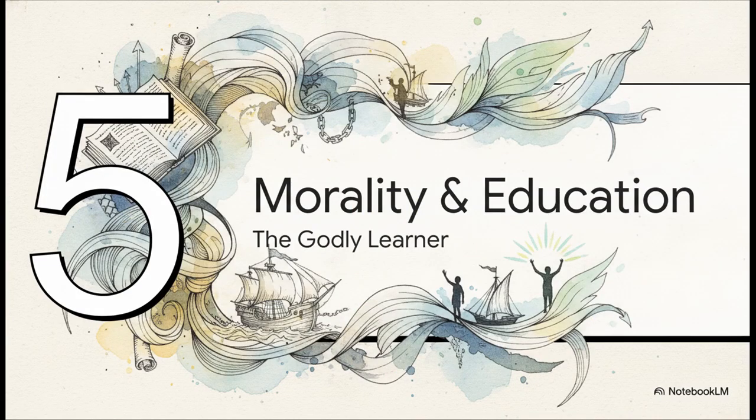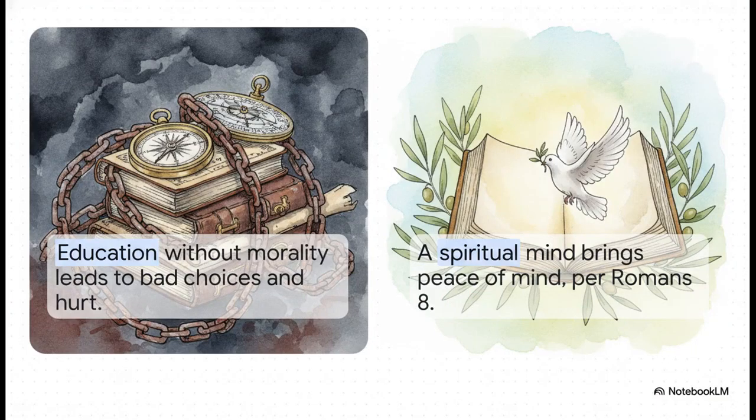Finally, Section 5, Education, Morality, and Peace. This is where we look at the godly learner's philosophy and synthesize these hard historical facts with a broader perspective. History shows us pretty clearly what happens when education operates without biblical morality. I mean, the people running the triangular trade were often highly educated in things like economics, navigation, and agriculture, but without morality, that education just led to terrible choices that caused lasting generational hurt. Because what is the point of being smart and educated if you use that knowledge to build systems of suffering?